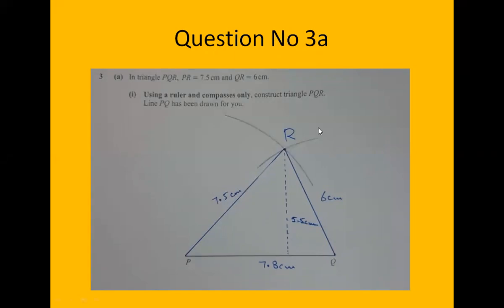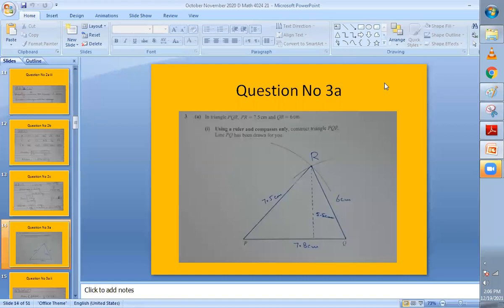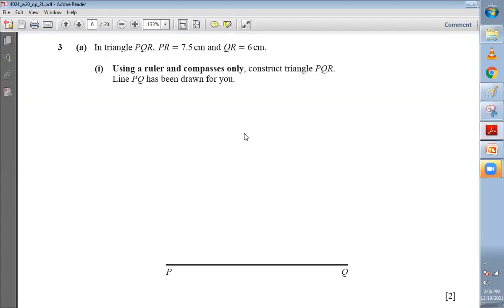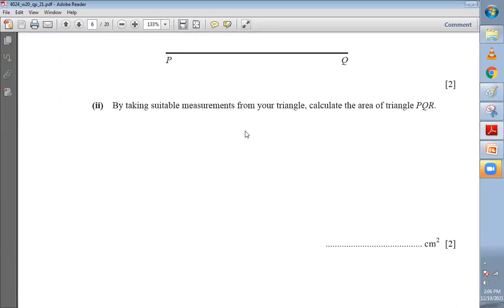Then I joined it with the P and I joined it with the Q. So this is how you will draw that triangle. Hopefully you understand. Okay, so that was the A part and it was of 2 marks.